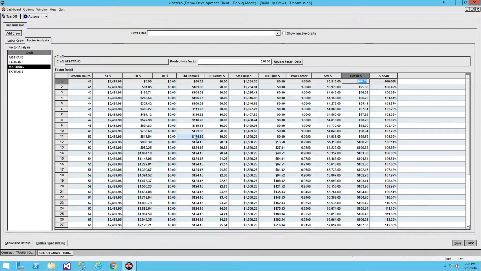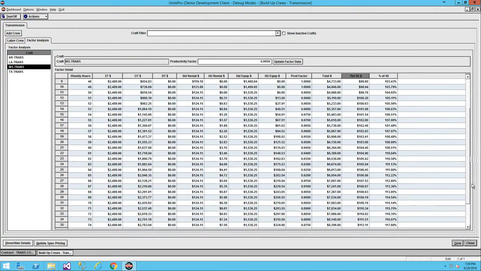But what's going to happen to us as our OT continues to go up is our equipment is not going to go up any more at the standard rate because we've hit our threshold for high utilization. And now our high utilization is going to start kicking in. And with that reduction, that increase in cost effectively, we're going to continue to see our cost per hour going up, but much less than one would think. So at 50 hours, our prices increased by 5%, 60 by 10, and so forth. That's per average man hour during the week.